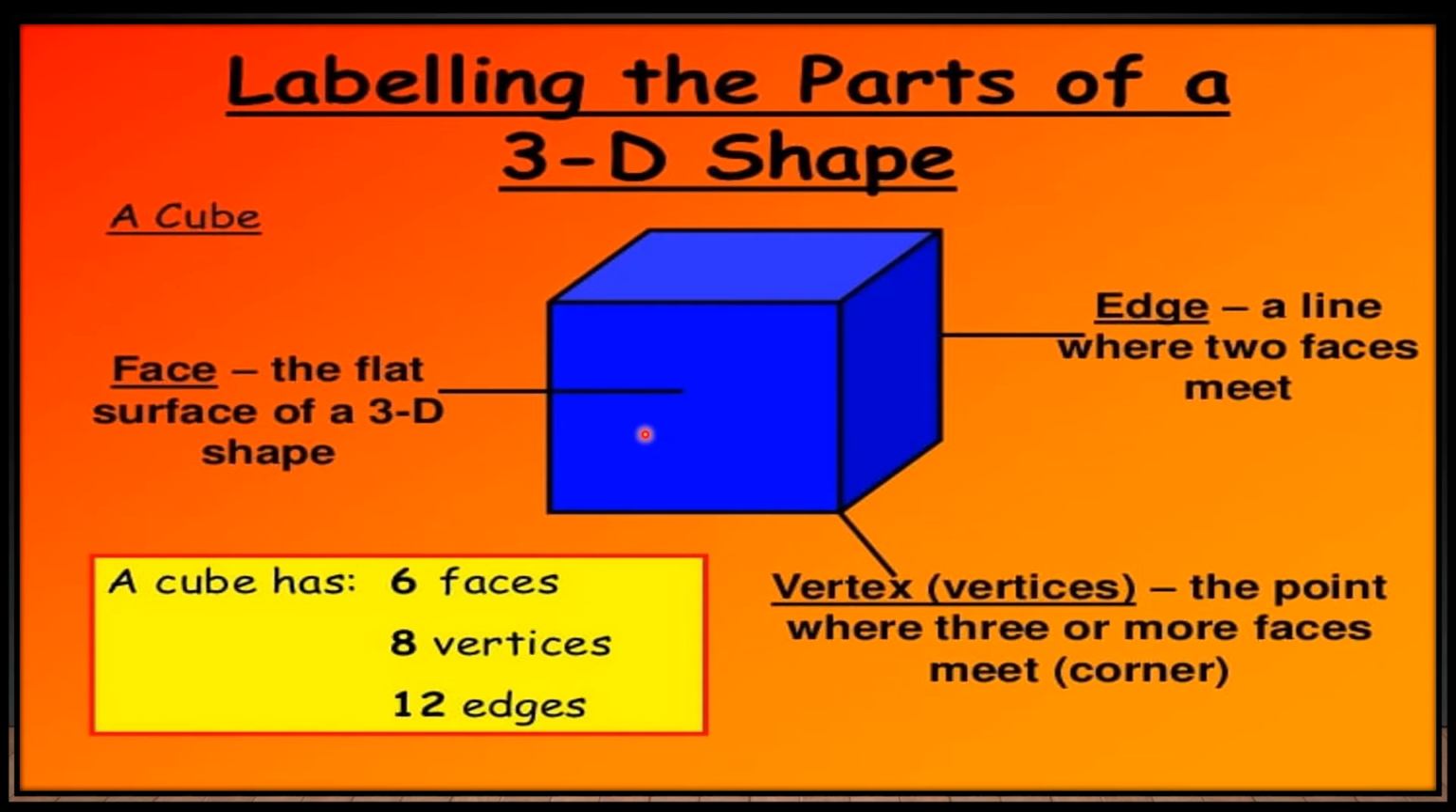Now the faces meet at edges. You can see the faces meet at edges. A cube has 6 faces, 8 vertices, and 12 edges. You can see here 1, 2, 3, 4 front, 4 back, 8, then 9, 10, 11, and then bottom side 12. So 12 edges, and in the same way 8 vertices and 6 faces.